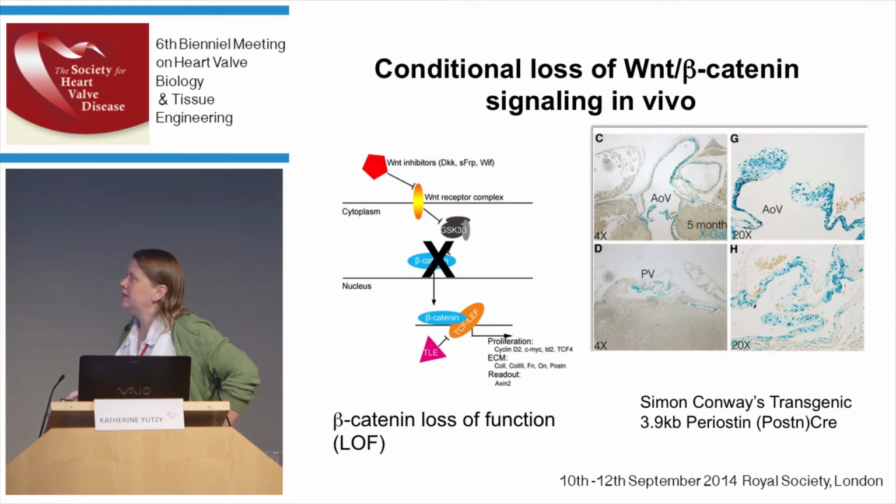So then we went into the mice to see what this pathway is doing in vivo. Basically, we have a conditional knockout for beta-catenin. We bred them in with a periostin Cre, and so that's giving us interstitial recombination in the semilunar and also the mitral valves. Notably, it's in the interstitial cells, but it's not in the endothelial cells.